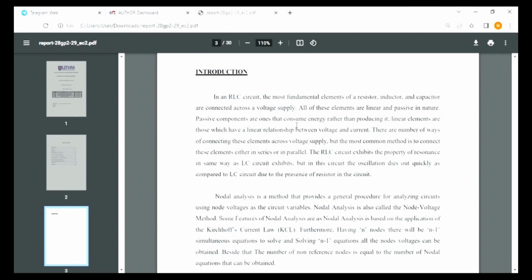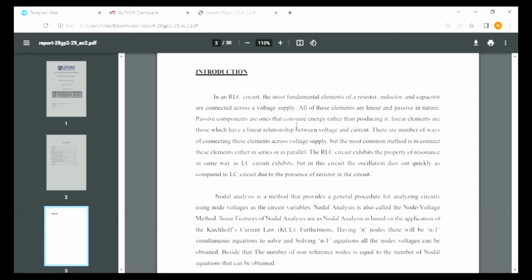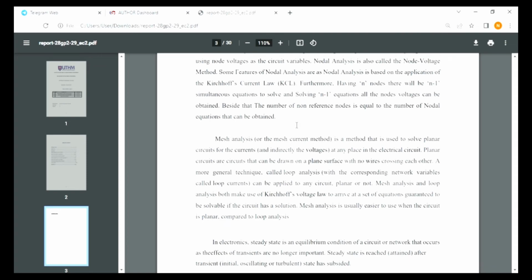The RLC circuit exhibits the property of resonance in the same way as an LC circuit exhibits, but in this circuit the oscillation dies out quickly as compared to an LC circuit due to the presence of a resistor in the circuit. So for this experiment, we are using nodal analysis and mesh analysis for the questions too.